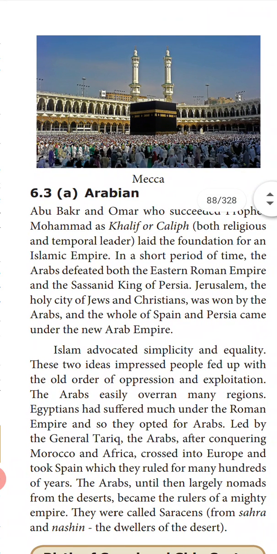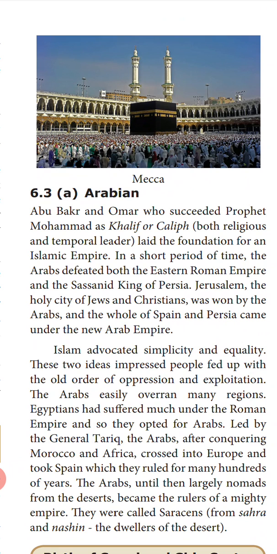Islam. So, some of the European countries also came under the control of the Arab empire. Islam advocated simplicity and equality. These two ideas impressed people fed up with the old order of oppression and exploitation. The Arabs easily overran many regions. Egyptians had suffered much under the Roman Empire, and so they opted for the Arabs, led by General Tariq.